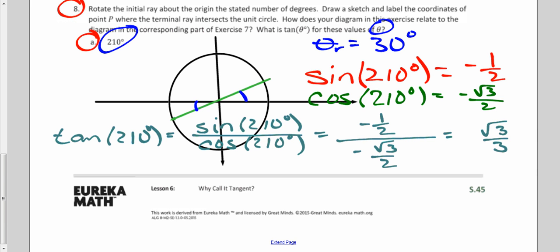So, takeaway from this. What is slope? Tangent. What is tangent? Slope. There we go.